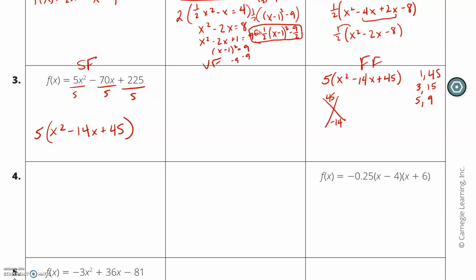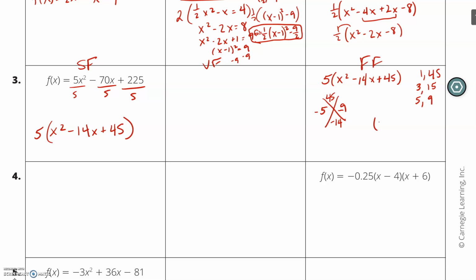So if we look at these, which ones would add to 14? 1 plus 45 would be 46. 3 plus 15 would be 18. 5 plus 9 would be 14. So those are the factors we need. Now notice that they multiply to a positive value but add to a negative. So that means both terms are going to be negative, because when we multiply two negatives together, it gives us a positive value. When we add two negatives together, it gives us a negative value.